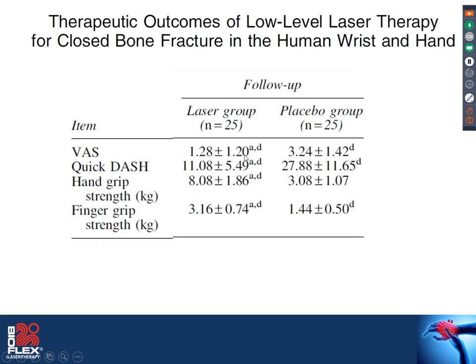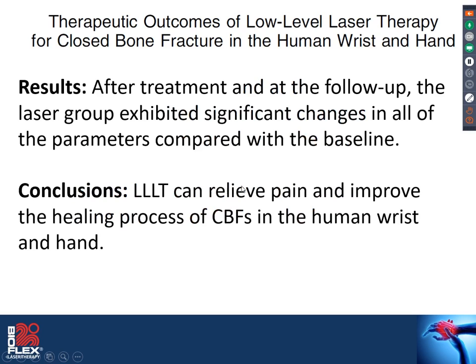When they looked at the 2-week follow-up, you can see the VAS went down to a 1.3, whereas the placebo group went to 3.2, and then the DASH continued to lower to 11, whereas the placebo group was still significantly higher at about 28, and the grip strength, again, improved with the laser group and not so much for the placebo group. So the results overall showed that after treatment with laser therapy and at follow-up, the laser group exhibited significant changes in all the parameters compared with baseline, and they concluded that laser therapy can relieve pain and improve the healing process of closed bone fractures in the human wrist and hand.